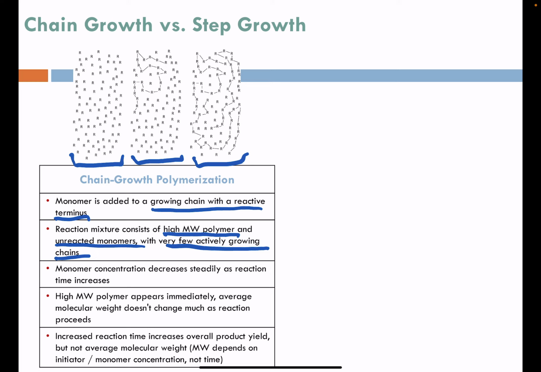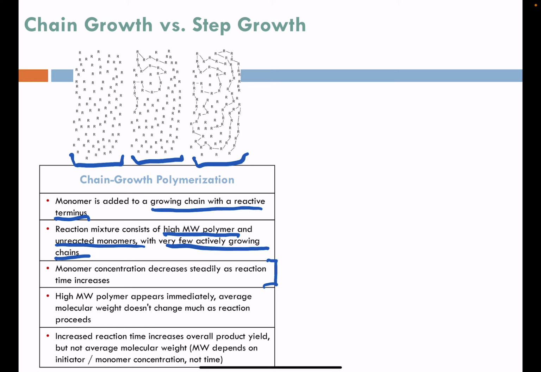So we see that monomer concentration is going to decrease steadily as the reaction time proceeds, and that we're going to see high molecular weight very early in the reaction. And overall, the average molecular weight won't change as the reaction proceeds, given that the average molecular weight does in fact account for the very, very low molecular weight monomer as well.